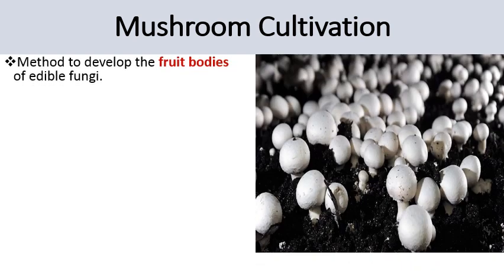Firstly, what is mushroom cultivation? It is a technology by which we produce the fruiting bodies which are consumed by humans. This is a technique or method to develop the fruit bodies of edible fungi. This is known as mushroom cultivation. So what are the various requirements? Firstly, we have to produce spawns.